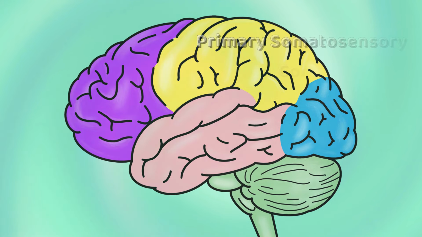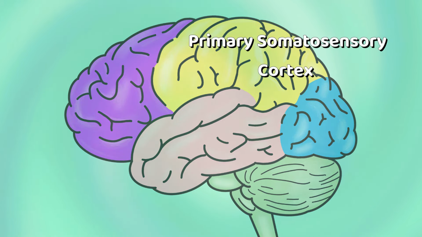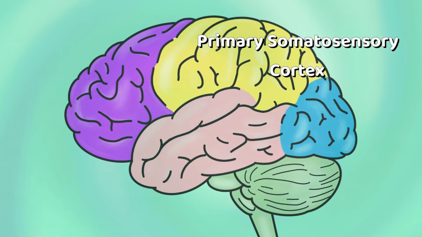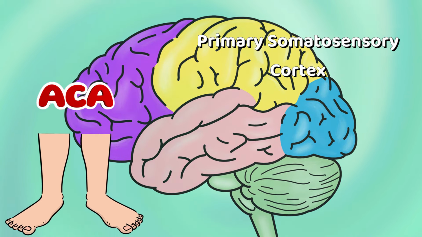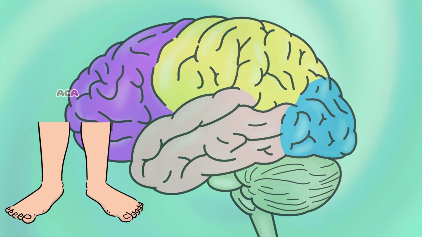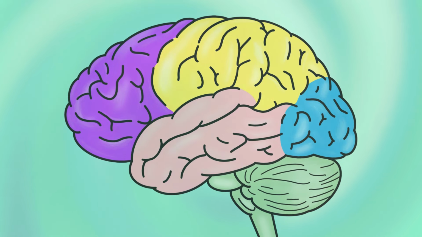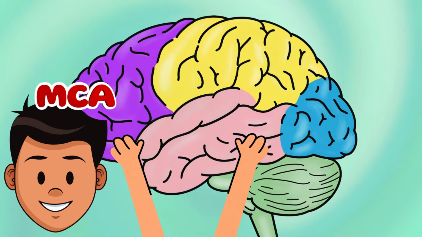The primary somatosensory cortex is located in the parietal lobe. In here, the medial portion receives sensations from the legs, and that is supplied by anterior cerebral artery. The lateral portion will receive sensations from the arms and face, and that is supplied by middle cerebral artery.